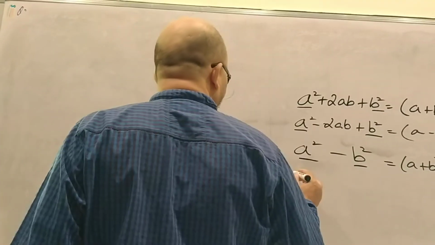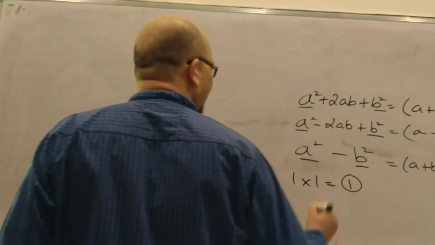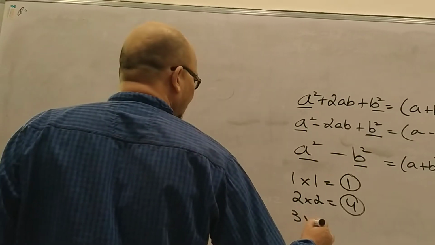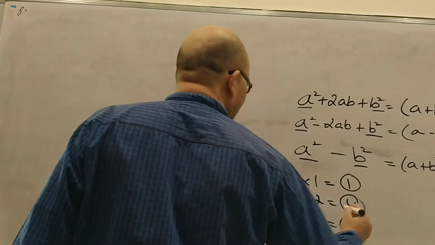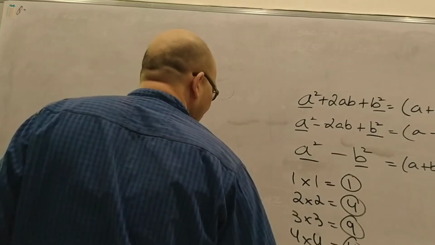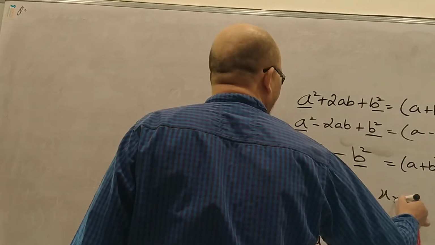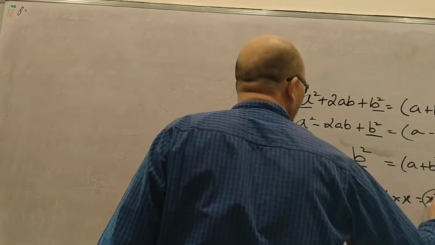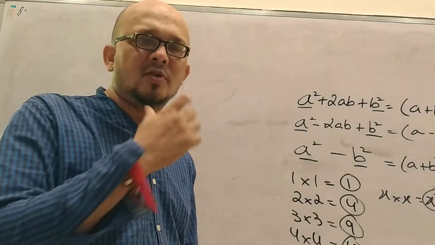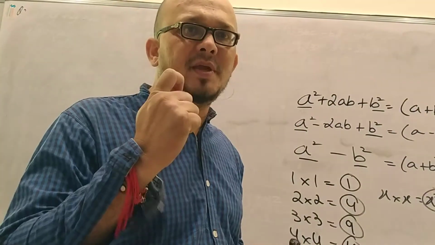What are perfect square numbers, guys? These are perfect square numbers, the result of squaring. 1 times 1 is 1, this is a perfect square. 2 times 2 is 4, a perfect square. 3 times 3 is 9, perfect square. 4 times 4 is 16, a perfect square. A into a, a square is a perfect square. X multiplied by x, x square is a perfect square number. So always remember, when we are doing factorization with algebraic identities, the first term and last term of the algebraic expression must be perfect square numbers.